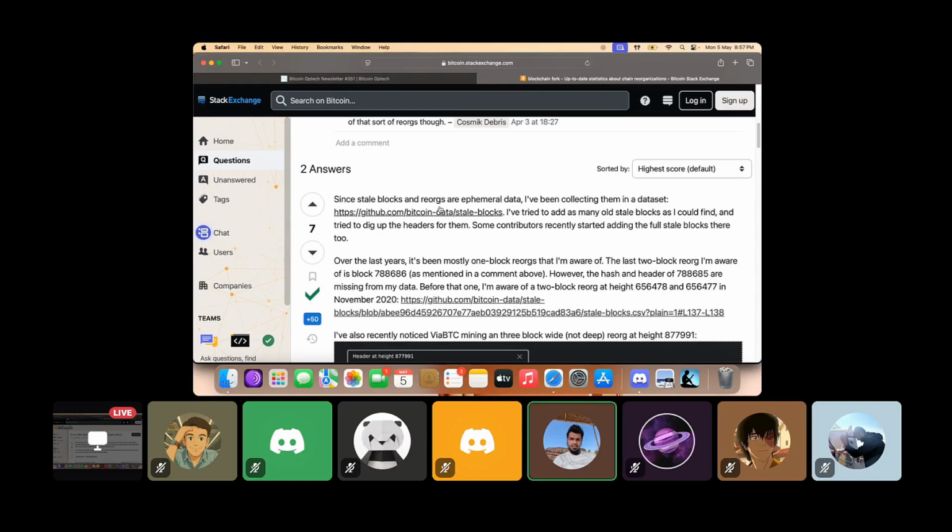It lost the race. So since stale blocks and reorgs are ephemeral data, I've been collecting them in a data set, right? You can have this information archived, meaning you can have that information in a database on your node, but it will not be part of the blockchain. I've tried to add as many old stale blocks as I could find and tried to dig up the headers for them. Some contributors recently started adding the full stale blocks there too. Over the last years, it's been mostly one block reorgs. Okay, so in the past few years, the maximum that a chain split and block race has lasted for is one block.